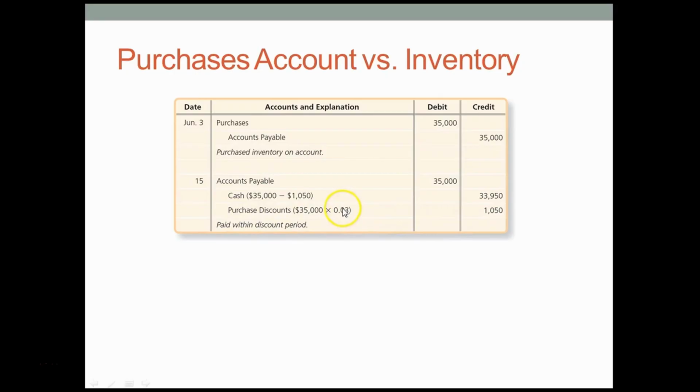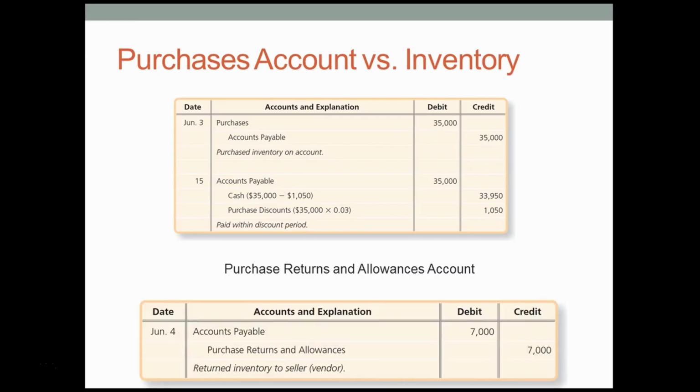Before, when we were accounting in the perpetual system, if we availed ourselves of a purchase discount, we just reduced our inventory balance. But in the periodic system, we have this new purchase discount account which we're using. It's similar to the sales discount account which we've already discussed, but in this case we are also tracking it for purchases. We also have an accounting for purchase returns and allowances.